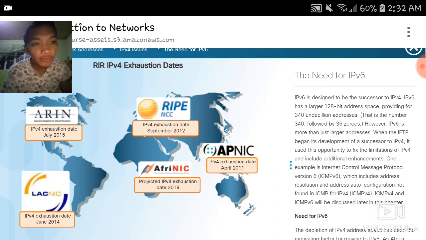When the IETF began its development of a successor to IPv4, it used this opportunity to fix the limitations of IPv4 and include additional enhancements. One example is Internet Control Message Protocol version 6, ICMPv6, which includes address resolution and address autoconfiguration not found in ICMP for IPv4, or ICMPv4. ICMPv6 will be discussed later in this chapter.